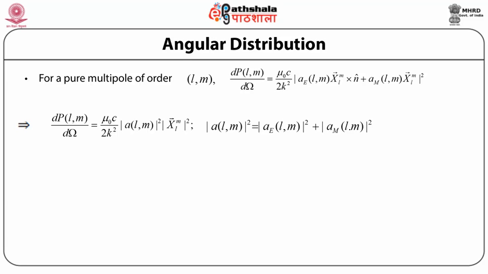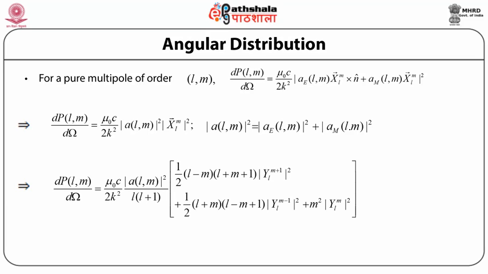|a(L,m)|² = |a_E(L,m)|² + |a_M(L,m)|², which implies that dP(L,m)/dΩ = (μ₀c/2k²) |a(L,m)|² / (L(L+1)) × [ (1/2)(L−m)(L+m+1)|Y_L,m+1|² + (1/2)(L+m)(L−m+1)|Y_L,m−1|² + m²|Y_Lm|² ].